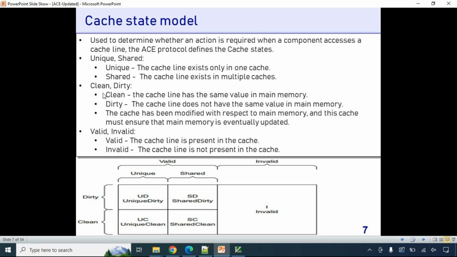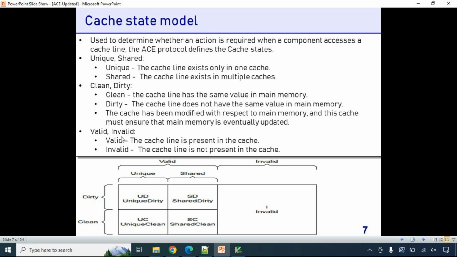The second thing is clean and dirty. Clean means the cache line has the same value as the main memory. See, like we were taking the example of location 100, if location 100 has the same data in the cache and the same data is in main memory, then it's called clean. What is meant by dirty? The cache line does not have the same value as the main memory; it doesn't match with the cache value. The cache has been modified. Dirty indicates that the cache has been modified with respect to the main memory, and this cache must ensure that main memory is eventually updated. That is the significance of the dirty condition.